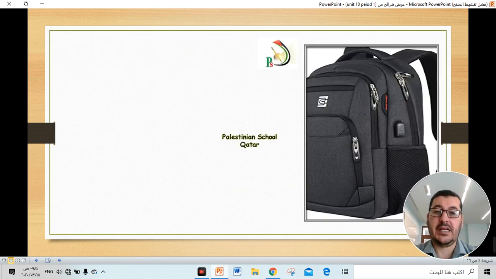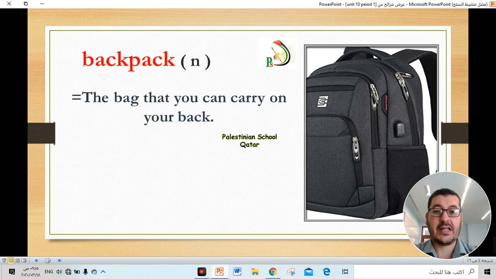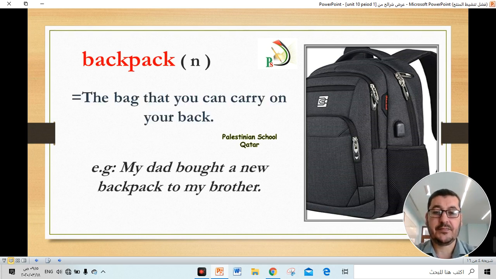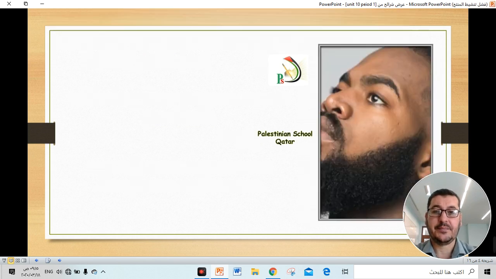Back home in Palestine. When you look at the picture, please, everybody, look, this is a bag that you can carry on your back. This is backpack. The bag that you can carry on your back. For example, my dad bought a new backpack to my brother.